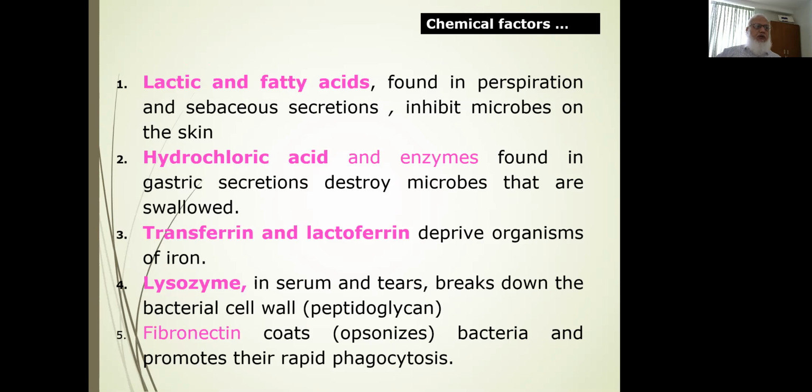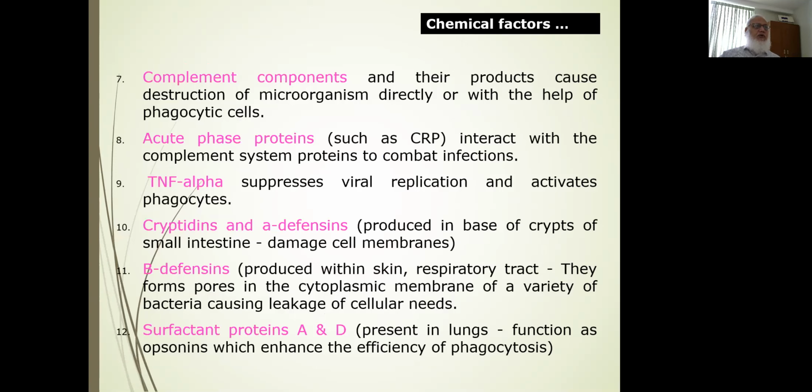Fibronectin opsonizes bacteria and promotes their phagocytosis. Complement components and their products cause destruction of microorganisms directly or with the help of phagocytosis. There is a separate lecture on complement components. Acute phase proteins also interact with the complement system to combat infection. TNF alpha suppresses viral replication and activates phagocytosis.